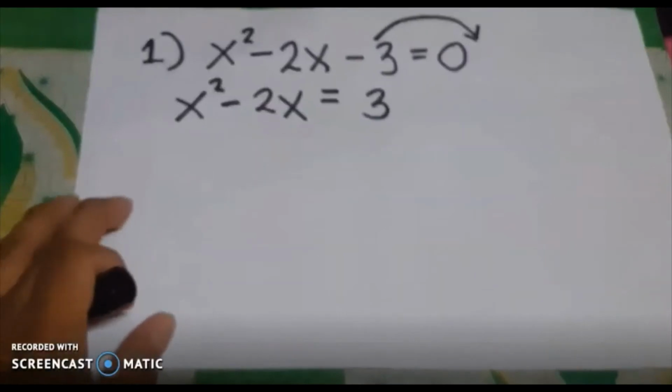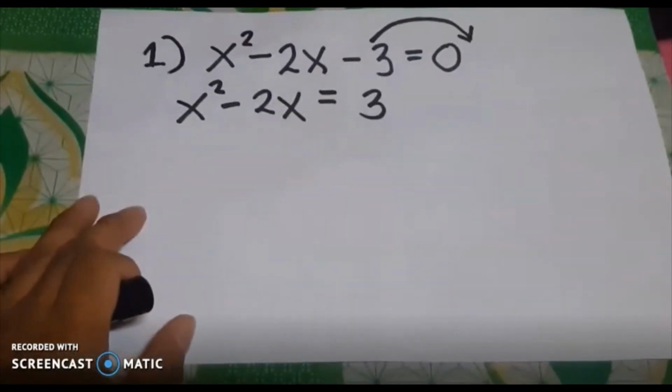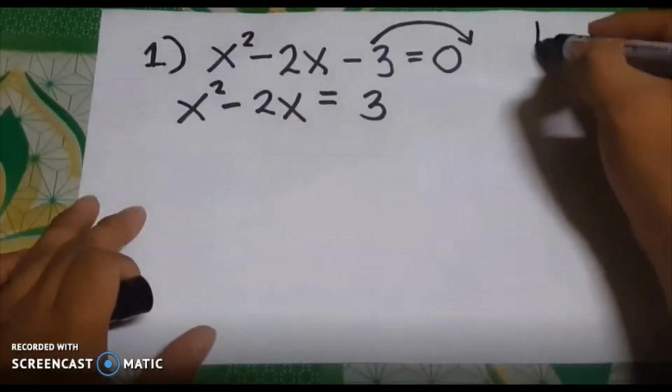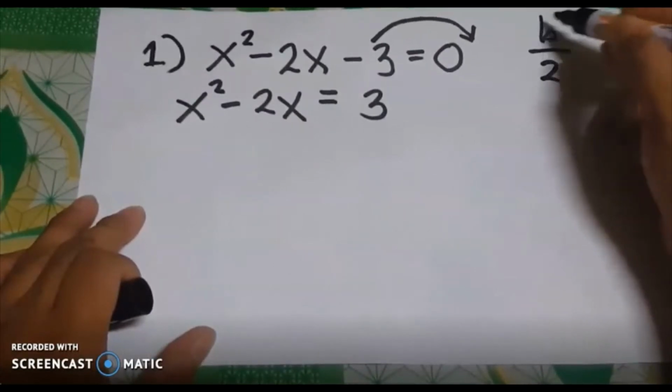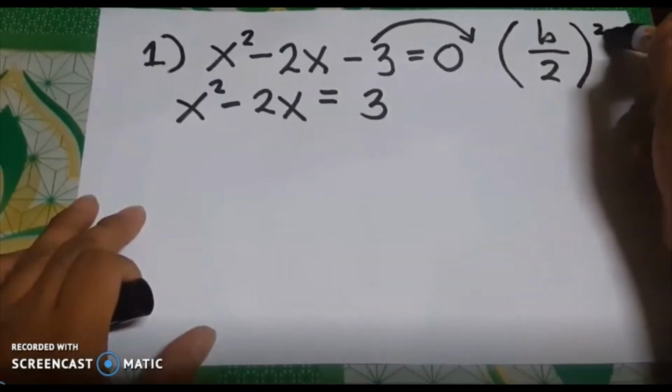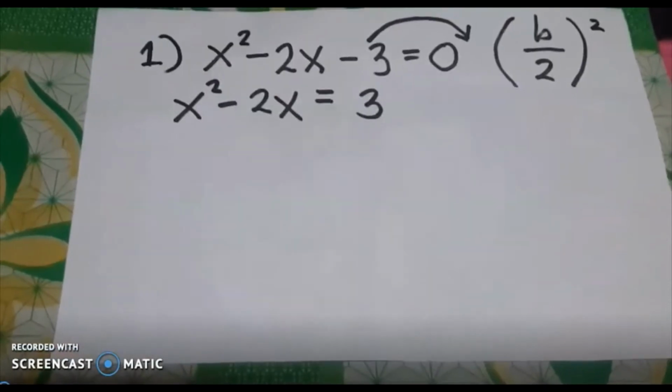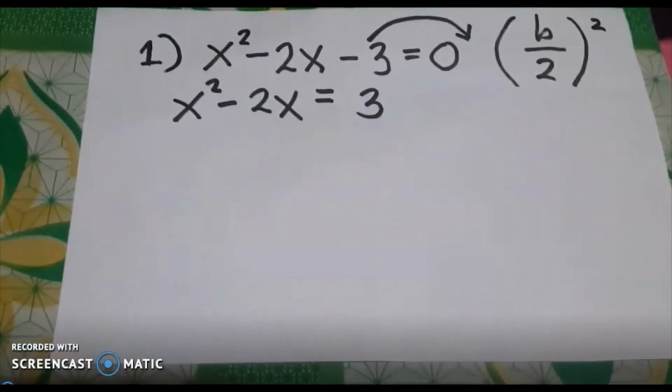Then from there, we are going to apply b over 2 quantity squared. So, what's the purpose of that expression of b over 2 quantity squared?